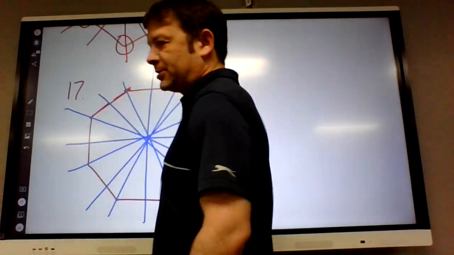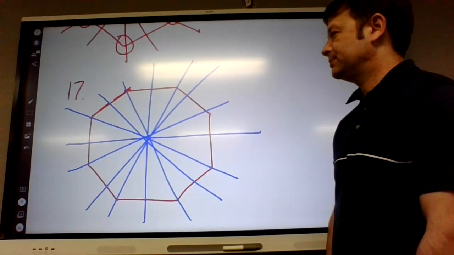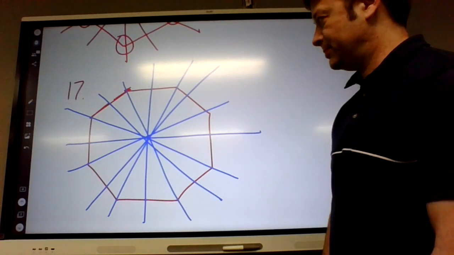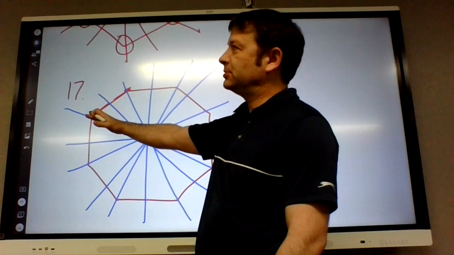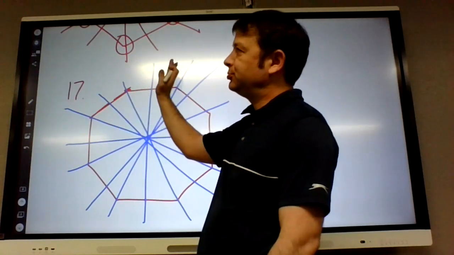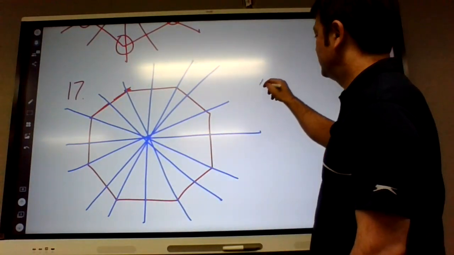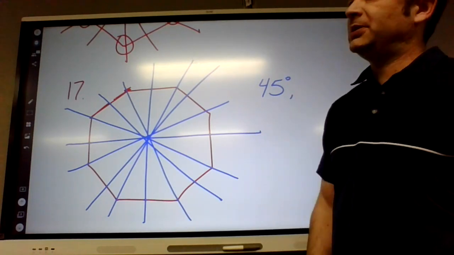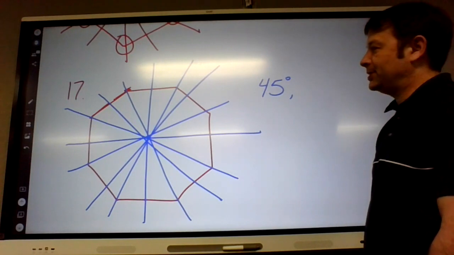Okay, the next question, does it have rotational symmetry? Yes. What's the magnitude of the rotational symmetry? How far would I have to turn it? 360 divided by 8, which is 45. We did that one earlier. There we go. Okay, this section they don't ask for the order, so you don't have to put 8 down. Does it have point symmetry? Yes.